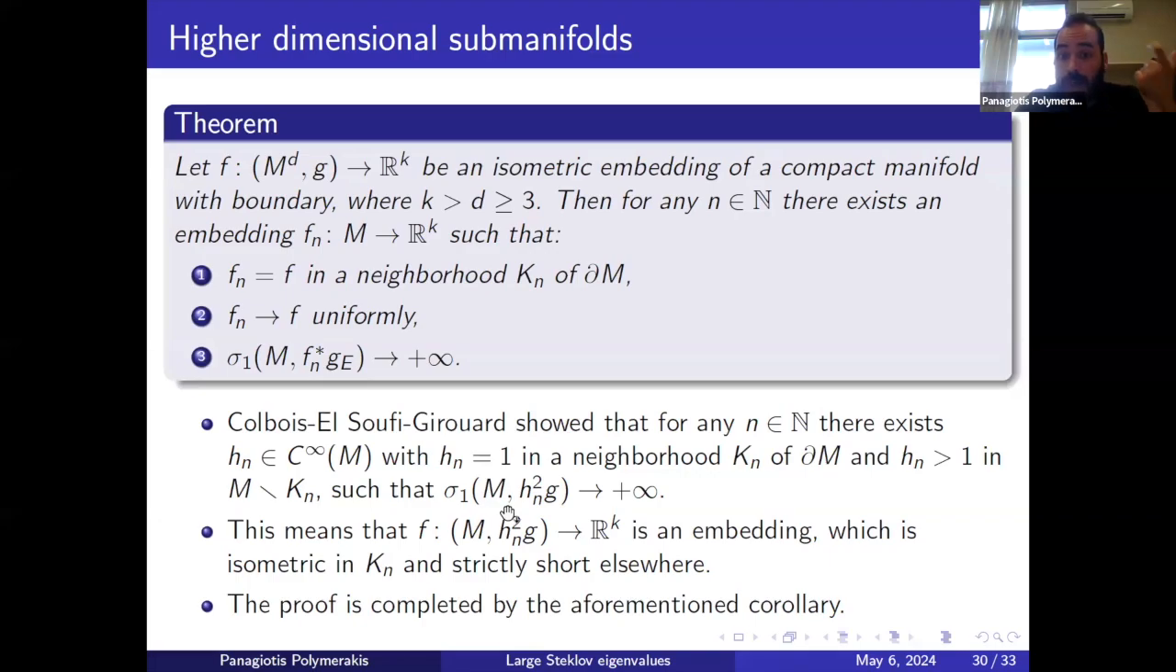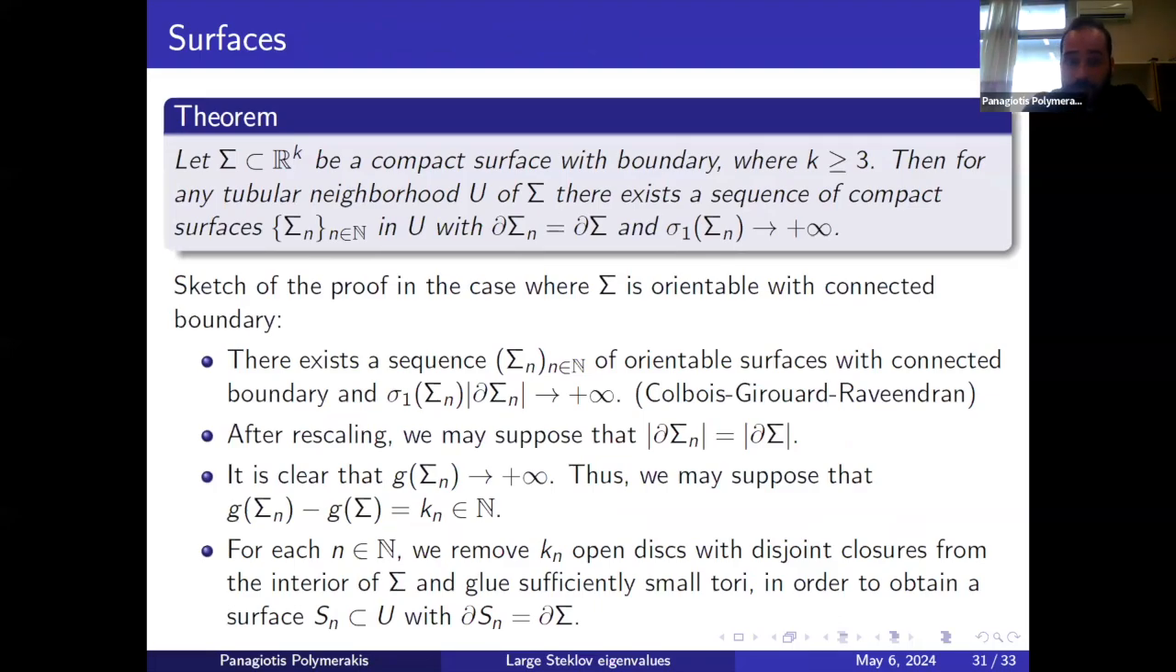Okay, so now we consider M with such a conformal metric, and then the original embedding is isometric in a neighborhood of the boundary and strictly short in the rest of the manifold. Therefore, from the previous corollary, we obtain our theorem. Okay, so this is basically how our method works. And for surfaces, the situation is quite more interesting because, as we said, in the case of surfaces, one should also change the topology of the surfaces, so we cannot apply the C1 embedding theorem in such a straightforward way.